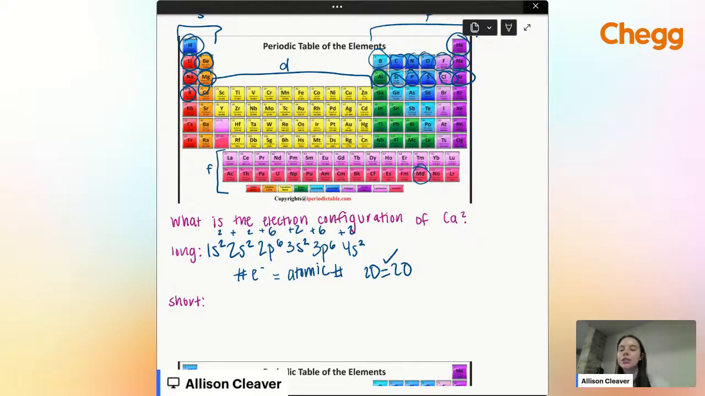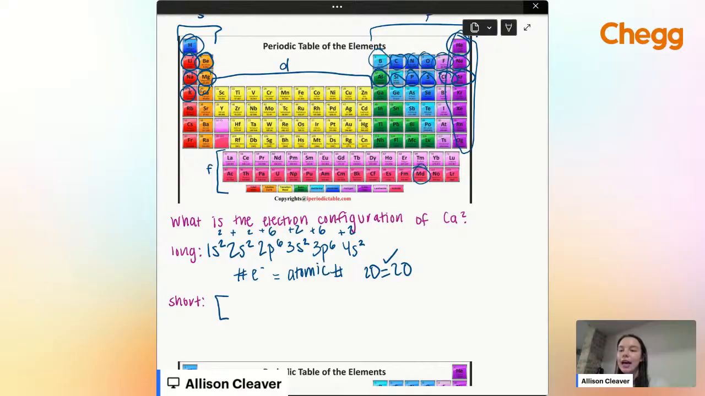But basically what we do is we go to the last noble gas in our periodic table, the last one we hit before we got to our element. So if you're wondering, what is a noble gas? Noble gases are this last column of the periodic table, and they have a perfect octet of electrons. They have 8 electrons. And so to mark our place in the periodic table, we put the last noble gas that we hit in brackets.